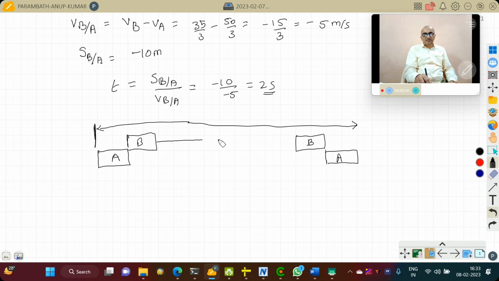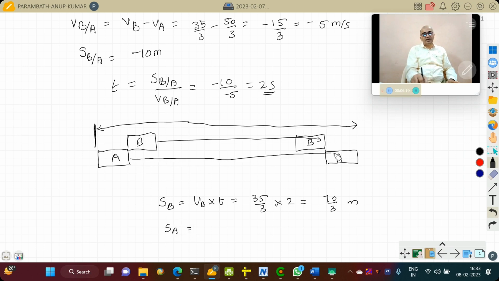Let us see how much B has traveled. What is the speed of B? Distance traveled by B is equal to speed of B into time. The speed of B is 35 by 3, and the time taken is 2 seconds. Therefore, 70 by 3 meters. And what is the distance covered by A? That is 50 by 3 into 2, that is 100 by 3, that is 33.33 meters. You are able to see that A has traveled 33.33 meters.